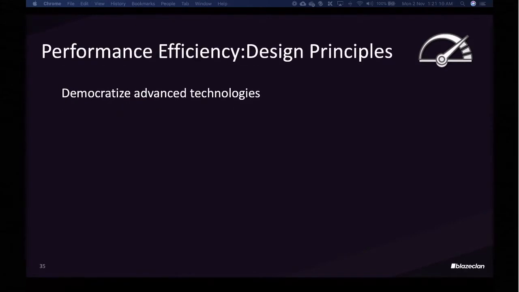So the first one is democratizing advanced technologies. Here we are saying that we try to be aware of what the new technologies are and the benefits that they bring in, and of course evaluate the advantages of adopting those new technologies from time to time. It is both from an infrastructure perspective and from your software perspective, where you can ensure that you are using and utilizing the features from the latest stable release.